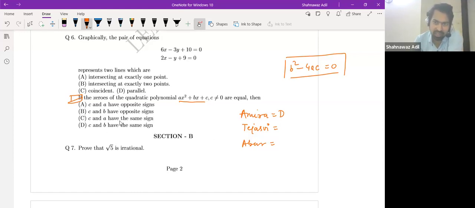Okay, so you have the question, and you can think about the answer and tell, right? So we know that this condition is fulfilled by this equation. So in what case would b square minus 4ac be 0? This we have to figure out. So Amira said D, C and B have the same sign. Yes, Tejasvi and Abir, what do you think?